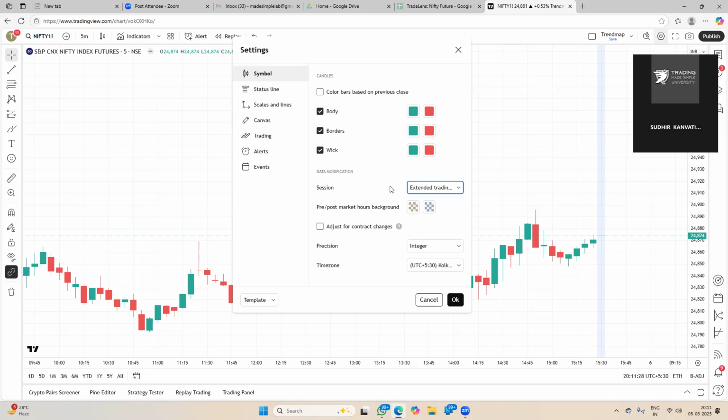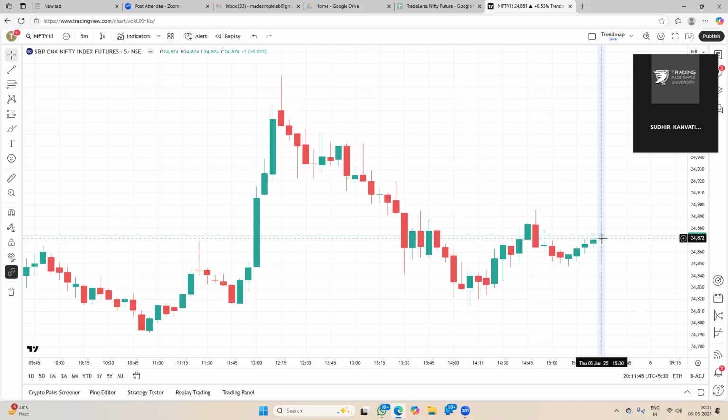Now, you will already understand that there are pre-market and post-market trading operations that happen before market open and after market closing, right? So, when you see here this little dot, this is the official closing price. The close of the 1525 candle is the last traded price. It is not the close price. Close price is different, right?